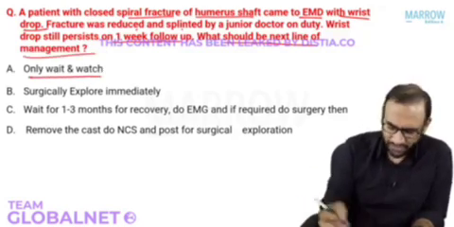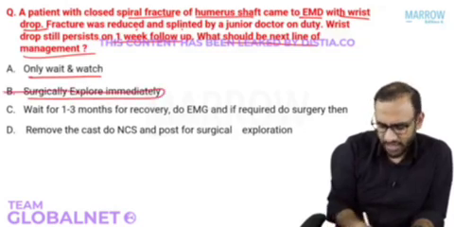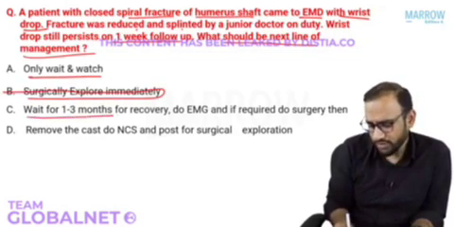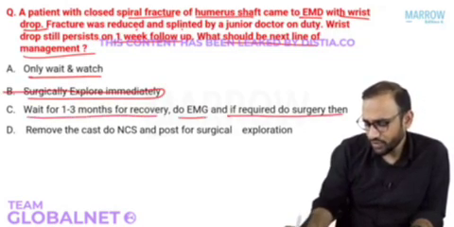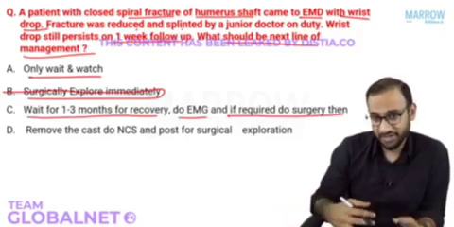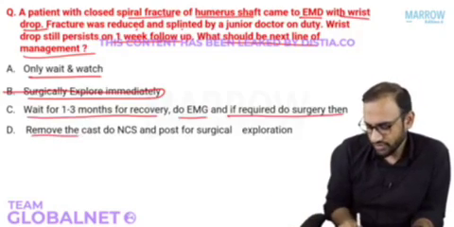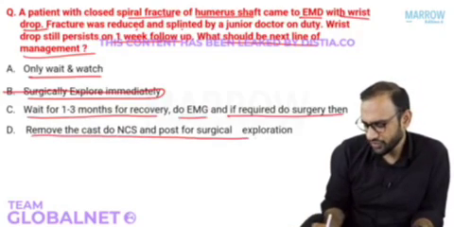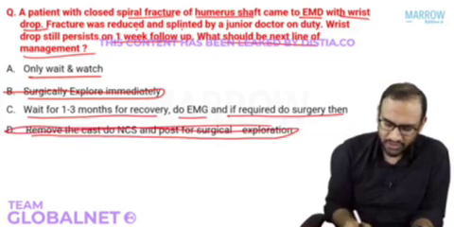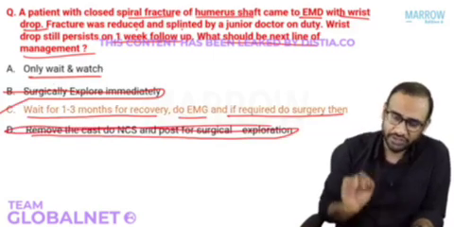Only wait and watch? Yeah, you can wait and watch. Surgically explore immediately? Absolutely not. Wait for 1 to 3 months for recovery. Do EMG and if required, do surgery then. Yeah, seems like a very thought out plan. Remove the cast, do nerve conduction studies and post for surgical exploration. Very aggressive. No need to do this. The best answer here is C. And I've already told you this.